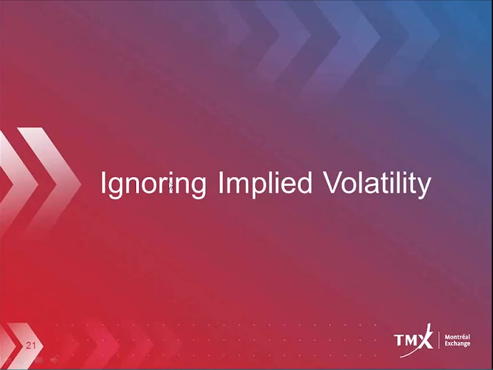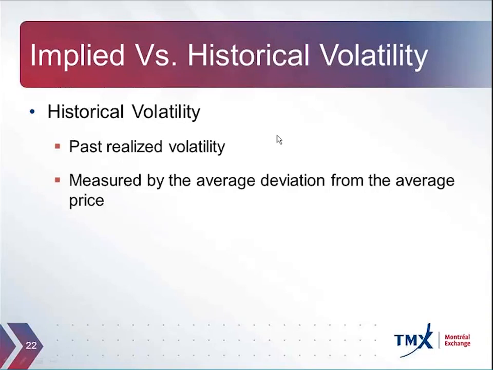Now, this next one here, guys, is ignoring implied volatility. This is a very, very important consideration that I think is often overlooked. If I were to rank it as far as its level of importance, I think it would be right up there in the top 3. We want to understand that there are 2 types of volatility that we reference when it comes to trading options. The first is historical volatility, which is a reflection of the past realized volatility. So how much has the stock moved above or below its average price? It's a measure of the average deviation from its average price.